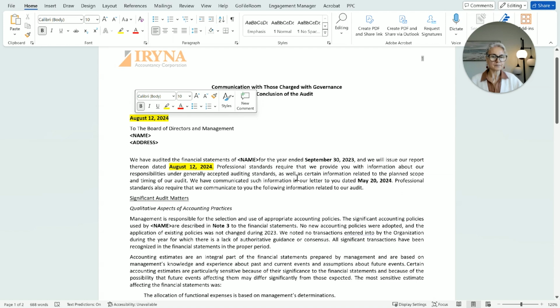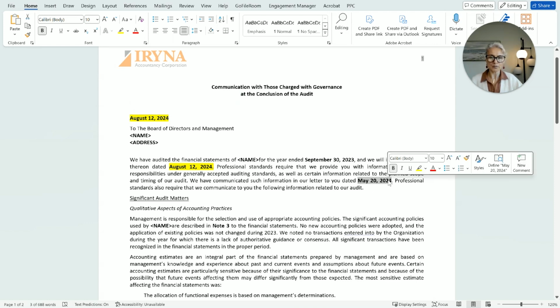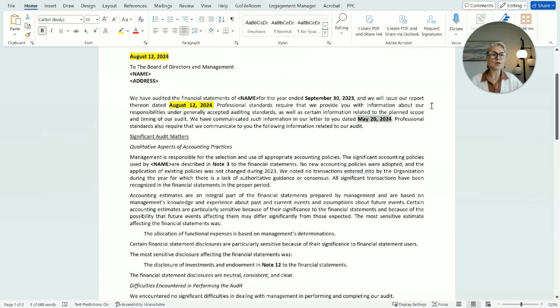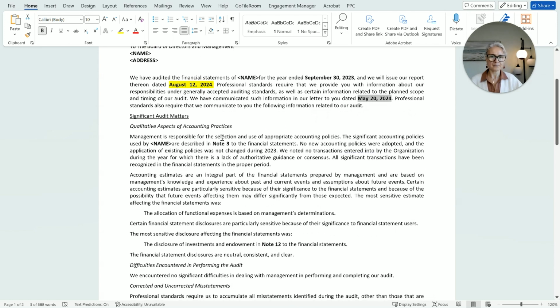And we indicated to the board that we completed all the tasks that you hired us, the auditors, to do in the signed engagement letter that we signed on May 20, 2024. And we're telling the board now we're communicating to you the significant results of the audit. Okay? So let's see what we're communicating.